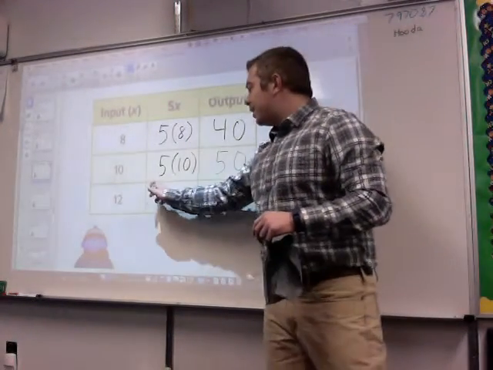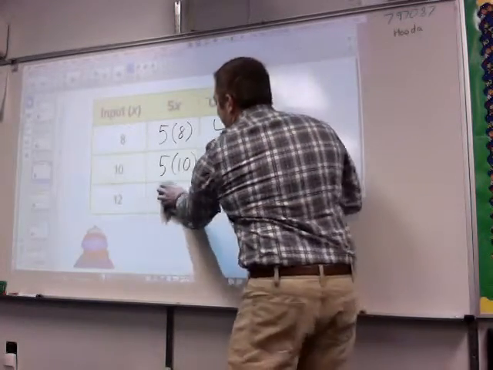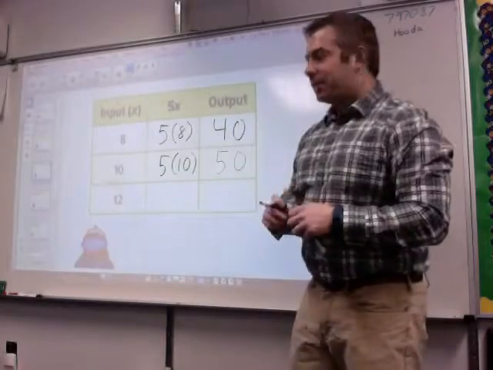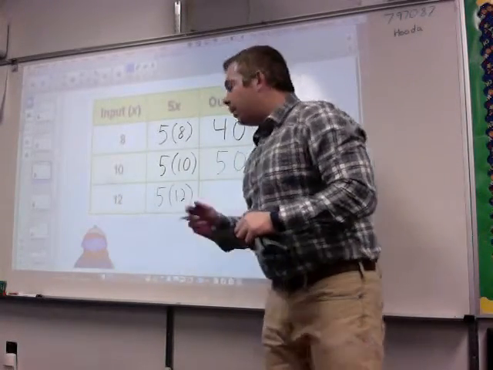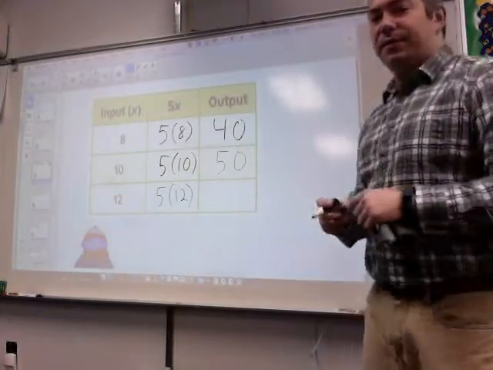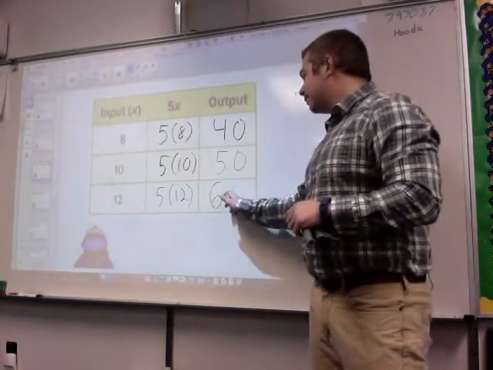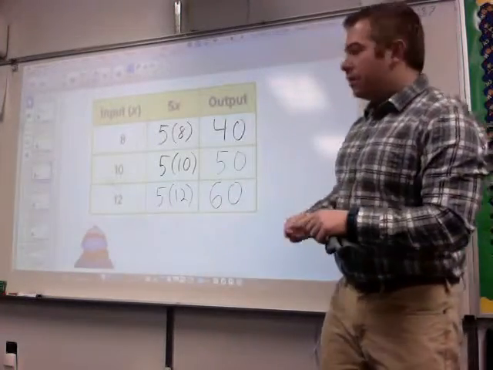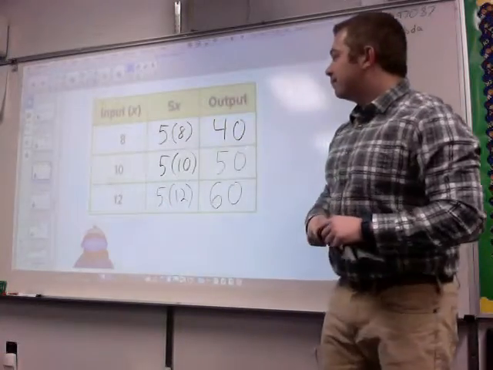And our last one is 5. Easy to make mistakes sometimes. It's 5 times 12. Well, I know that 5 times 10 was 50, so 5 times 12 will be 60. All right, so we have an input for our x. We plug it in, and we solve.